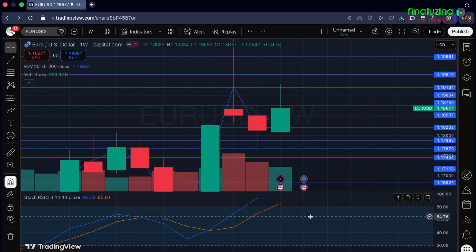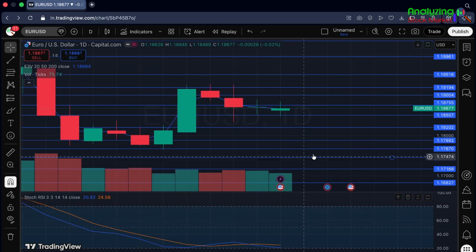So now let's mark some important support zones and resistance zones on a 1-day chart. So here this is a 1-day chart.